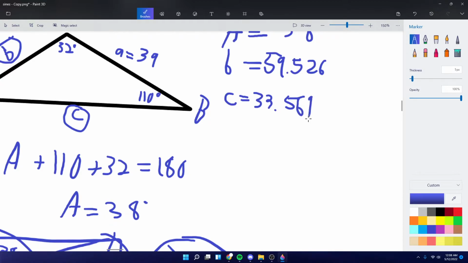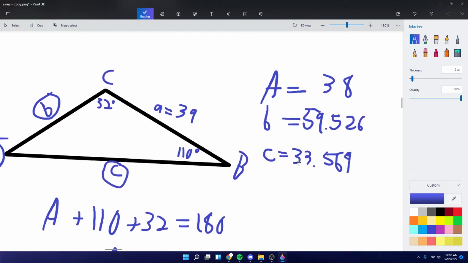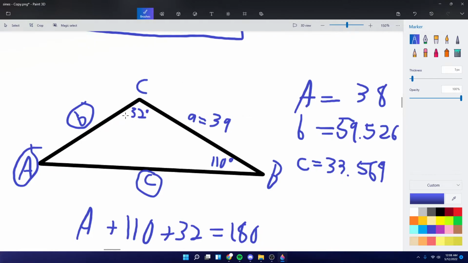So that is pretty much the simplest case, the easiest one. Just solve for a third angle, then use law of sines, and then cross multiply, and then figure out the remaining two sides.